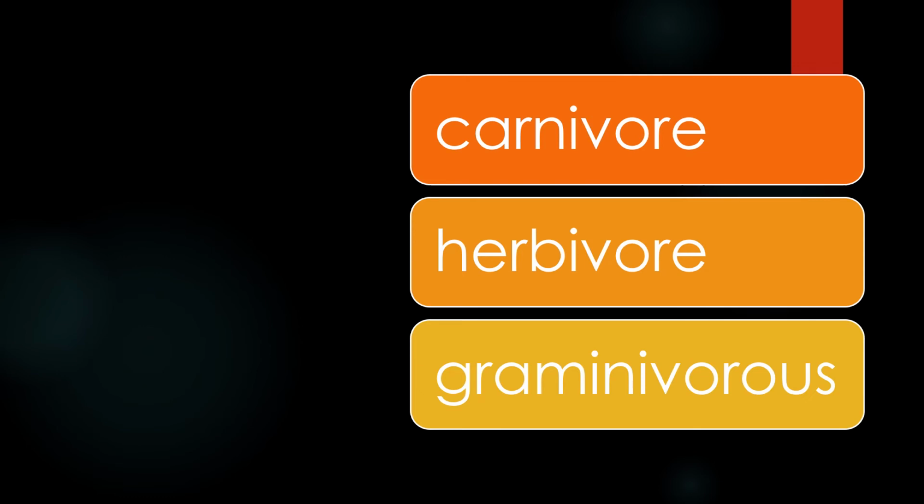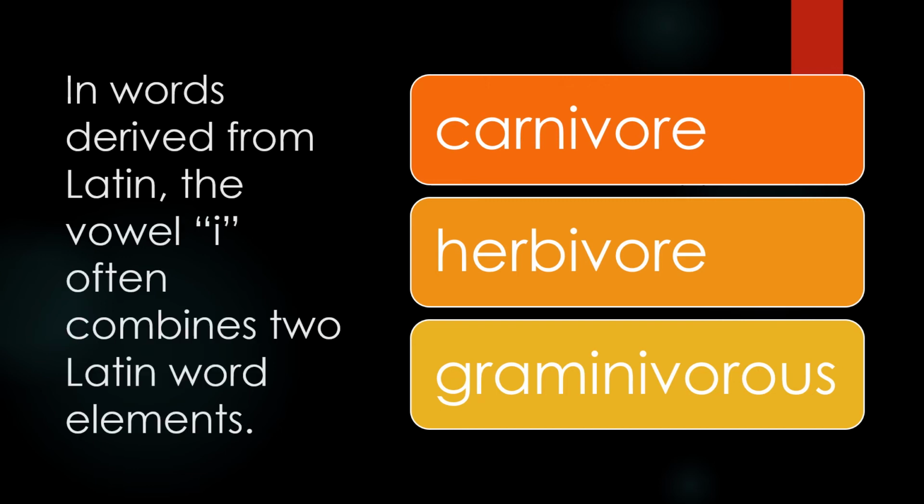Carnivore, herbivore, graminivorous. The word graminivorous. Now, in words derived from Latin, the vowel I often combines two Latin word elements. Remember in Greek patterns, the O did that, but in Latin, the I will do that. So we have carnivore: carn, meat, vor, eating. Carnivore. Herb, vor, combined with the I, herbivore. Graminivorous, again, the I in the middle. Wonderful.